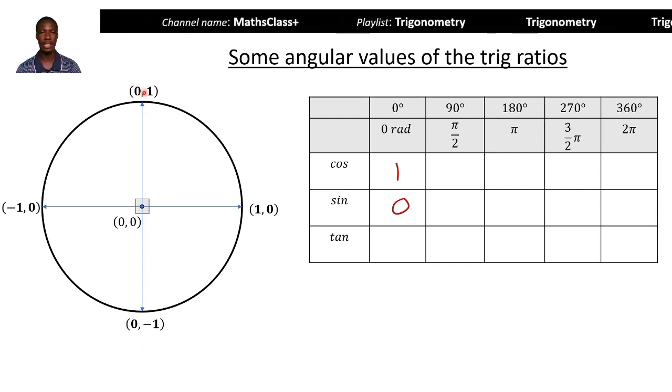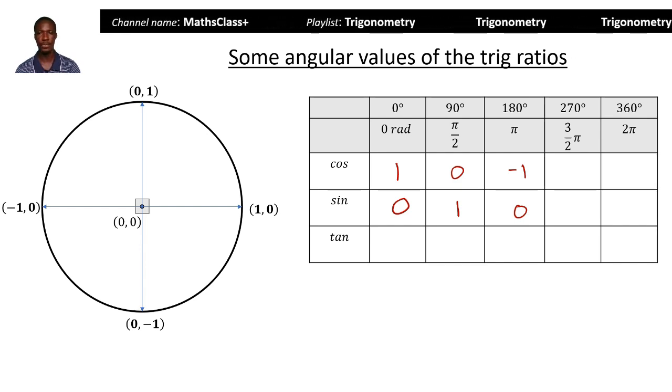Now to 90 degrees or pi over 2, our cos 90 is 0 and our sin 90 is 1. So we have it as cos 90 is 0, sin 90 is 1. Then we come to 180 degrees. Our cos 180 is negative 1. Our sin 180 is 0. So negative 1, 0. Then we continue to 270 degrees or 3 over 2 pi. Our cos is 0, our sin is negative 1. Then we come back to 360, which is of the same value as 0, which is 1, 0.